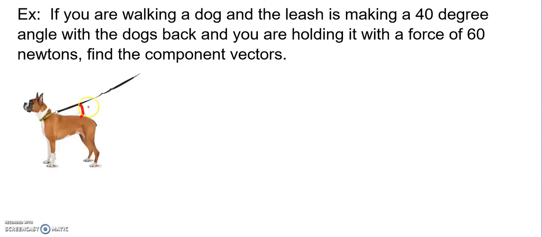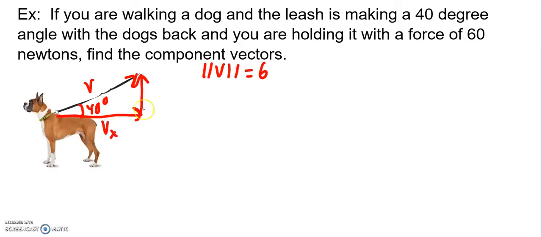But here we have a dog on a leash, 40-degree angle, and there's a force in the leash, or a tension, if you will, and we are trying to find the horizontal and vertical components of that force. So if I call this V, then I know the magnitude of V is 60, and I'm trying to find the magnitude of the horizontal and the magnitude of the vertical component. So I want you to try this on your own. Pause the video, unpause when you are ready to check.